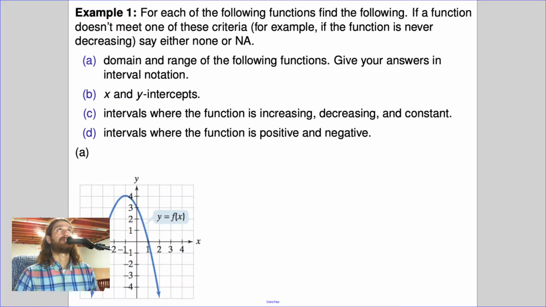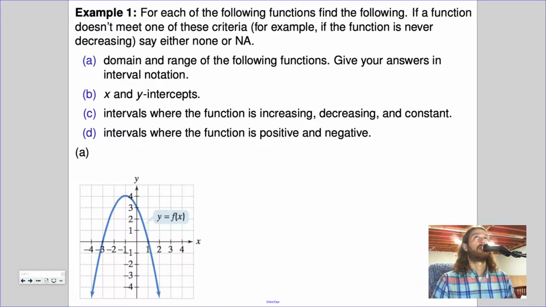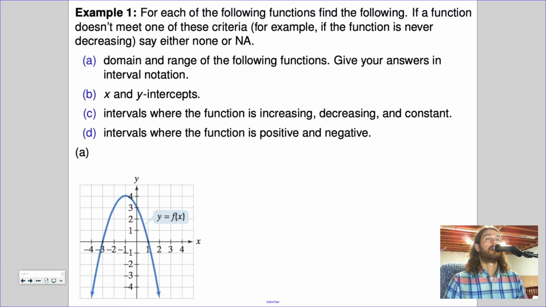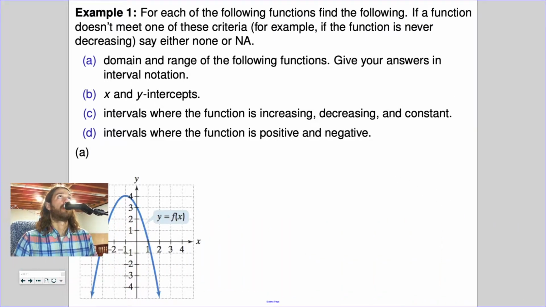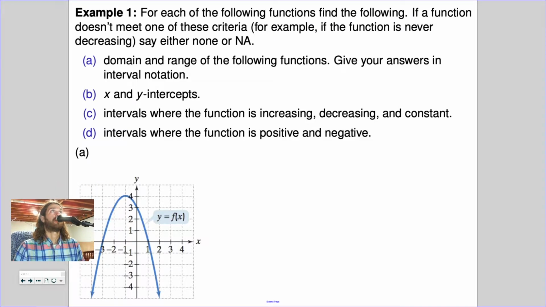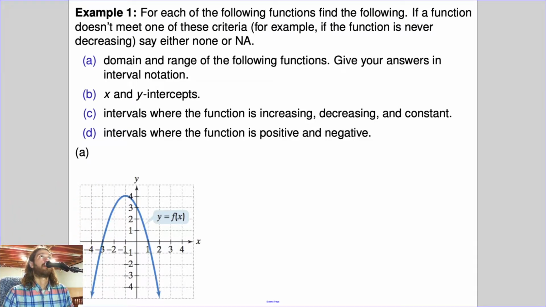Okay, and let me just drag my picture over there. There we go. For each of the following functions, find the following. If a function doesn't meet one of these criteria, for example, just write NA. That's just fine. Perfect. Yeah, let's get working. So here's my function, and why don't I just resize myself? I'm going to make myself a little bit smaller. There we go. Perfect. Fit right down there in the corner.